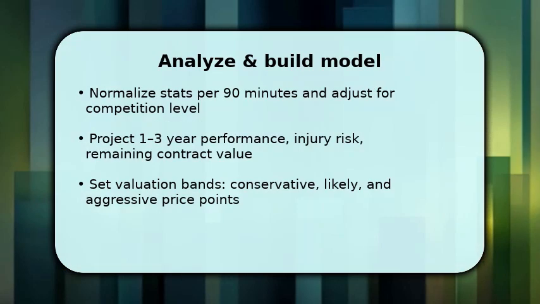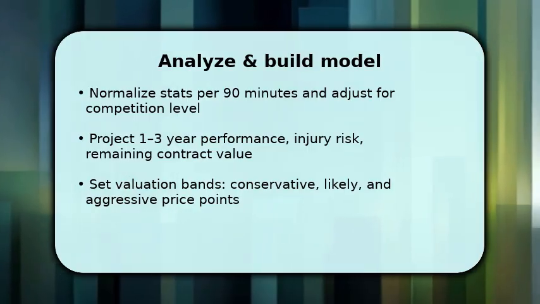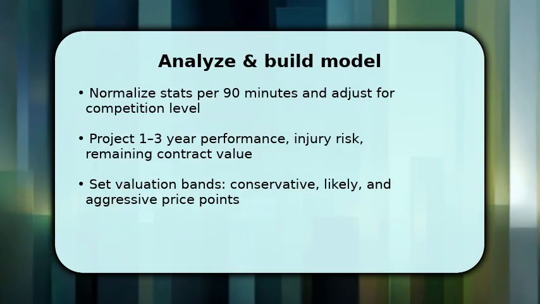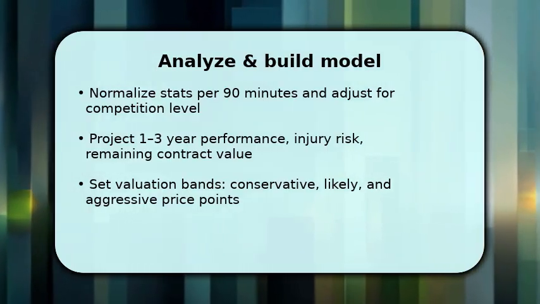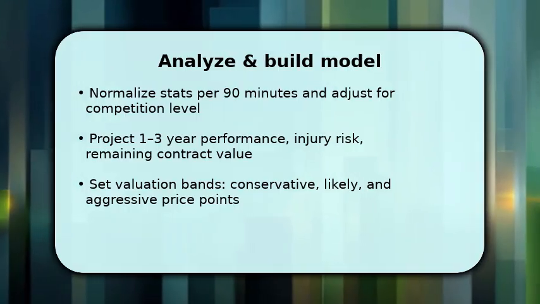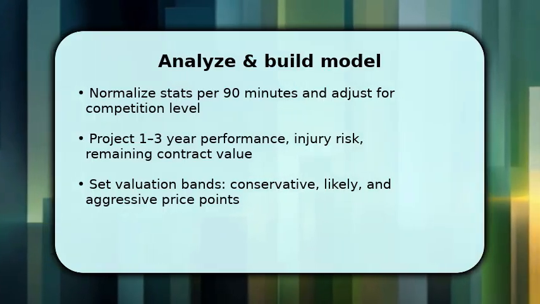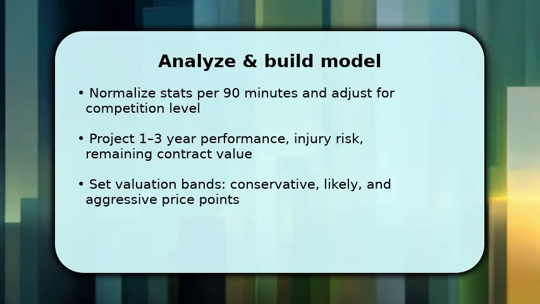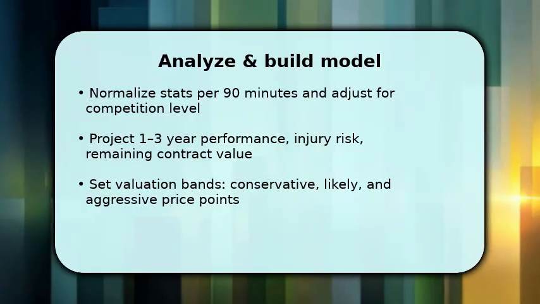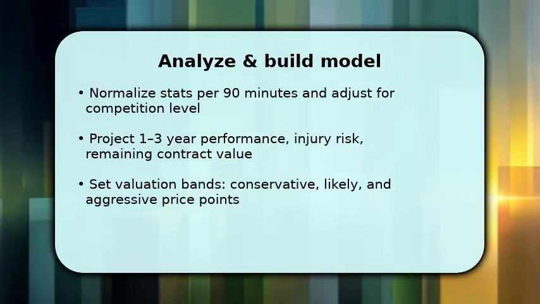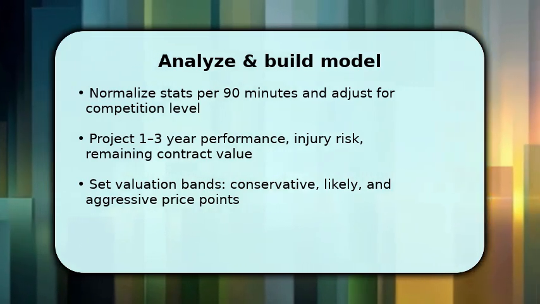You now convert raw inputs into a working valuation model, normalize stats per 90, adjust for league strength, and quantify injury history to measure risk. Then project performance over 1-3 years. This supplies expected contribution and resale potential, which buyers pay for. Once projections are ready, compute conservative, likely, and aggressive price bands so you can negotiate. Make sure to document assumptions. Differing injury or minutes assumptions change value quickly, so transparency keeps decisions reproducible.